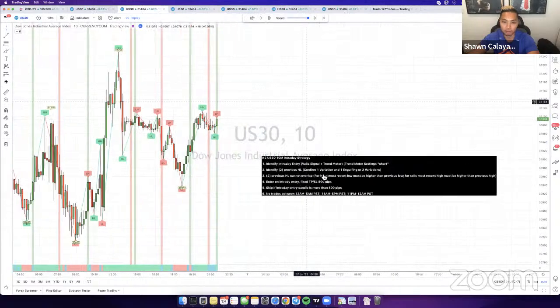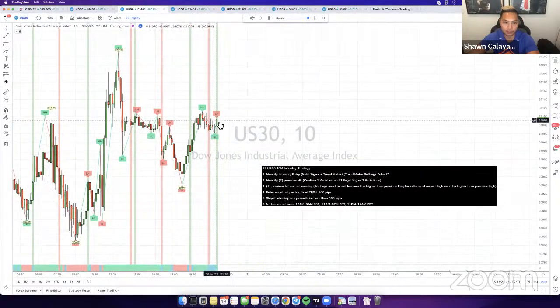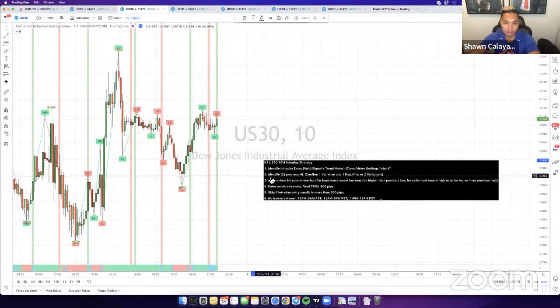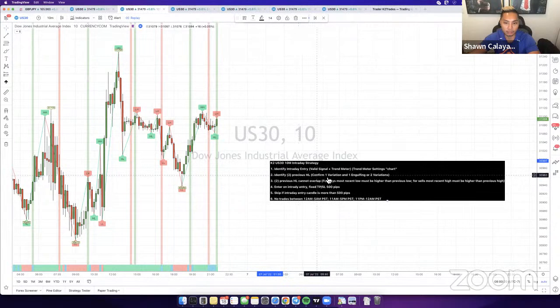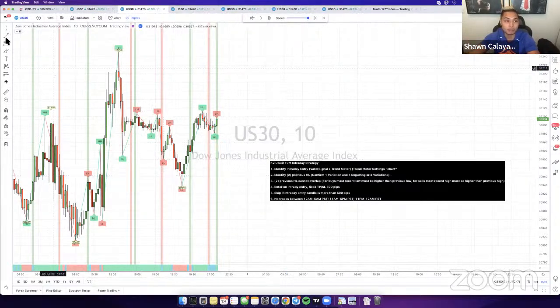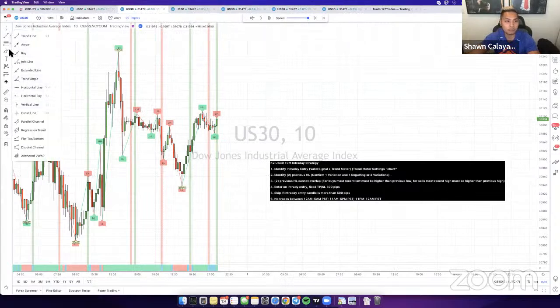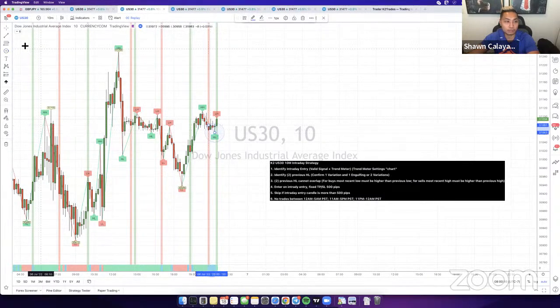So you're going to identify an intraday entry, right here is a green momentum signal with the trend meter green. That's going to be requirement number one. Second, identify two previous high lows, confirm a variation and or an engulfing. A lot of the time this is not really going to be necessary, because if you look back, it's going to apply either one. It's automatic. So the first thing to look for is to identify the previous lows and make sure they don't overlap. More times than not, it's going to already be there.